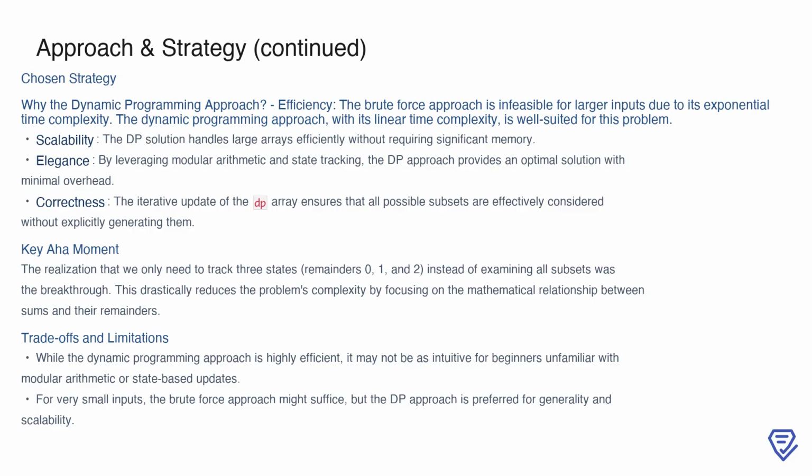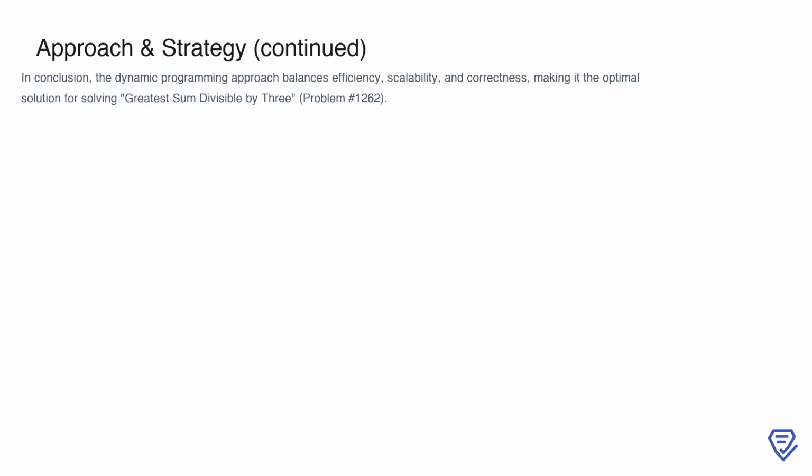For very small inputs, the brute force approach might still be sufficient, but the DP solution is preferred for its general applicability and scalability. In conclusion, the dynamic programming approach strikes an ideal balance among efficiency, scalability, and correctness, making it the optimal solution for solving the greatest sum divisible by 3 problem. By focusing on the critical insight of maintaining 3-state variables corresponding to remainders, the approach avoids the inefficiencies of brute force and ensures all possibilities are considered in a structured and efficient manner.